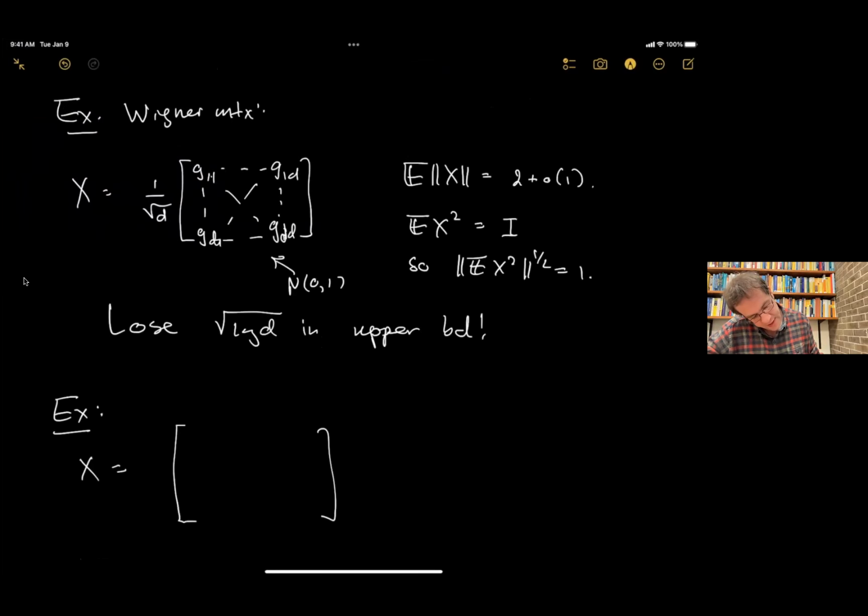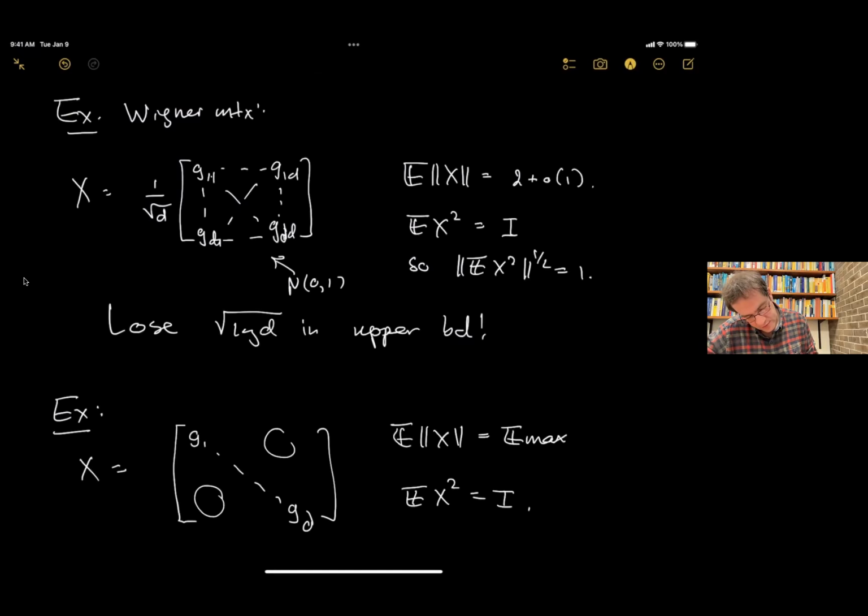On the other hand, here is another model of random matrices. Suppose I were to take a diagonal matrix with IID standard Gaussians on the diagonal and 0 everywhere else. Then the expectation of x squared is still equal to the identity. But now, what is the expected largest eigenvalue of x? Well, that's just the expectation of the maximum of IID Gaussians, which is of order square root log d.